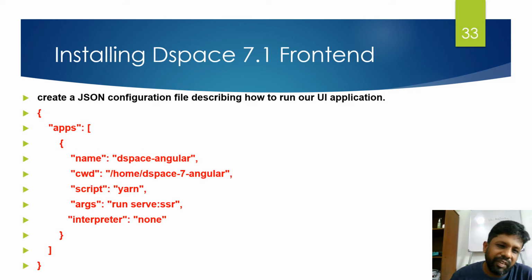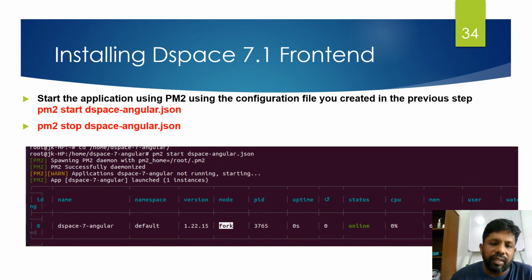To avoid this, you can very easily create a JSON file mentioning your installation folder and use PM2. That's why we installed that earlier. So you can just point PM2 to your location and run PM2 start with the DSpace JSON file. That will automatically start your front end. If you want to stop, you can stop and start again. This is a very easy method rather than using yarn start.